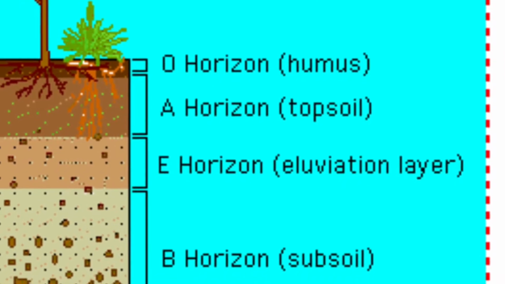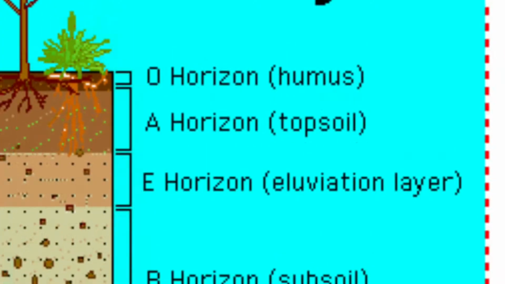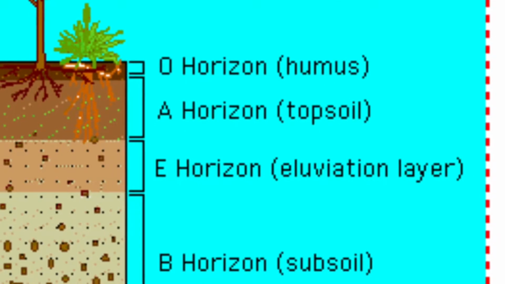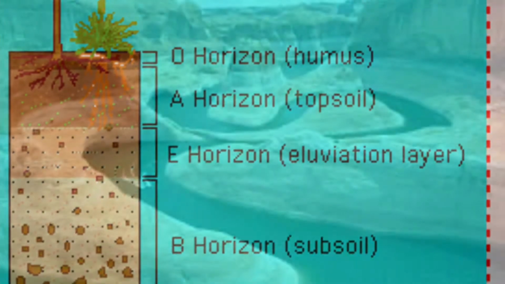The R horizon is the last soil layer. It is the unweathered rock, the bedrock layer that is beneath all of the others.